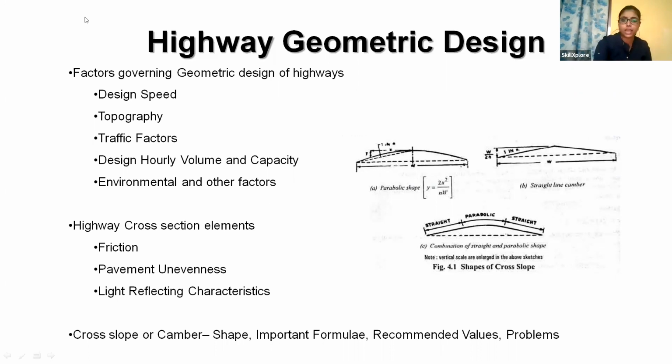So the camber can be provided in different shapes, right? It can be in parabolic shape. It can be a straight line camber, and it can be a combination of straight and parabolic type camber. So which one is better? And why do we prefer all these types of shapes of camber? All these things are discussed in our sessions.